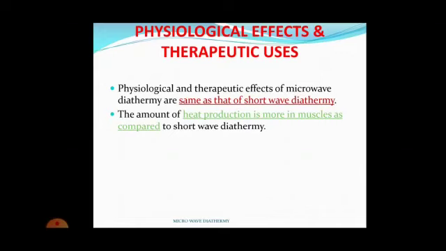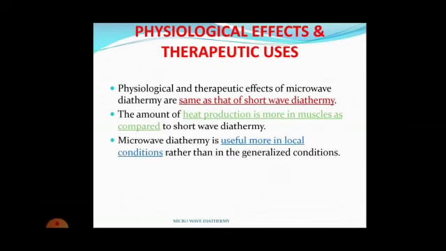But if you look at the research, it is not providing any definite evidence that microwave diathermy is more useful or better as compared to shortwave diathermy. But clinically, it is the observation of many clinicians that the production of heat will be more in muscle by microwave diathermy. So microwave diathermy should be preferred over shortwave diathermy, especially for muscular pain.